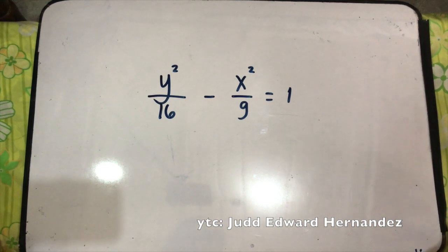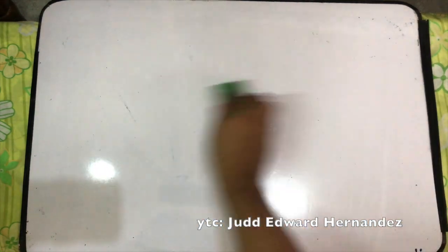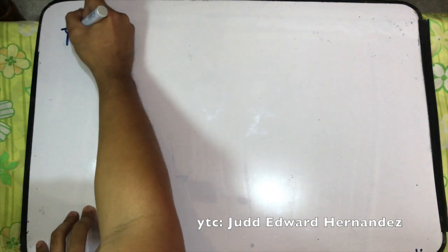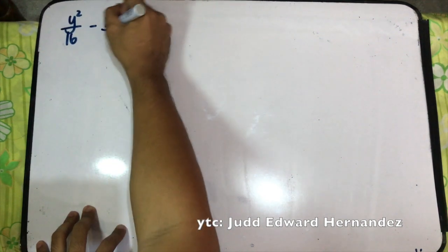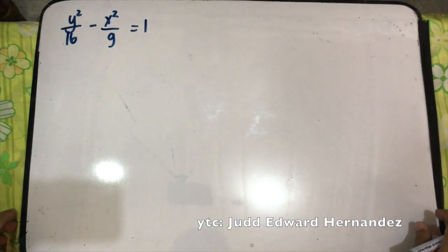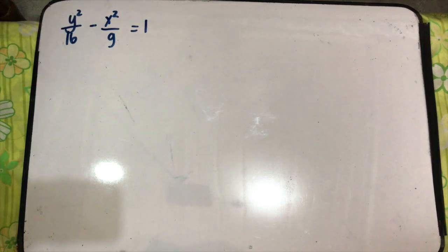So, for the first example, we have y squared over 16 minus x squared over 9 is equal to 1. So, let us rewrite the example. So, we have y squared over 16 minus x squared over 9 is equal to 1. In graphing this one, we need to sketch the foci, the vertices, also the co-vertices, and the asymptotes.